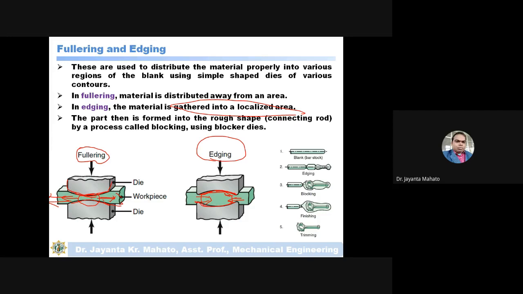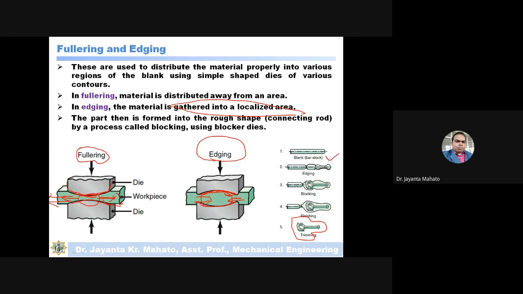So this is the sequential process, step by step, to produce a connecting rod between the piston and the crankshaft. So this is the connecting rod between the piston and the crankshaft. This is the step by step.